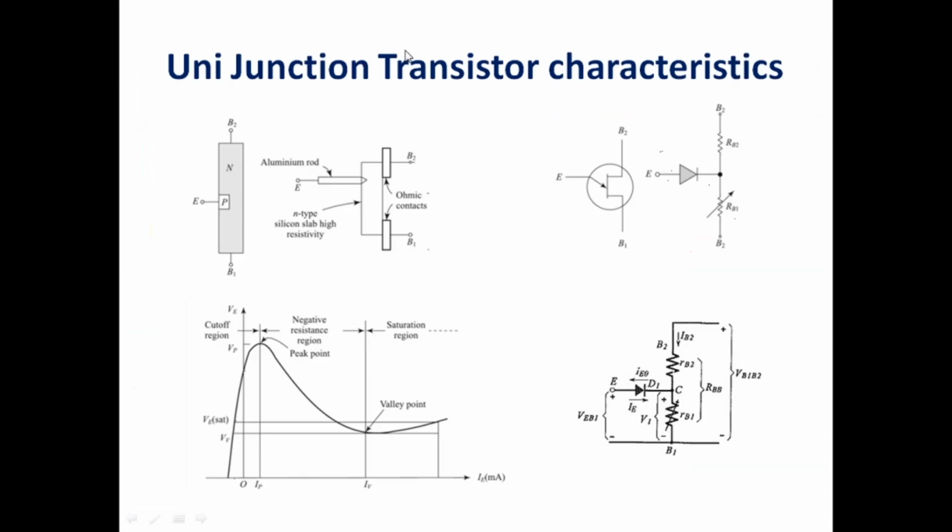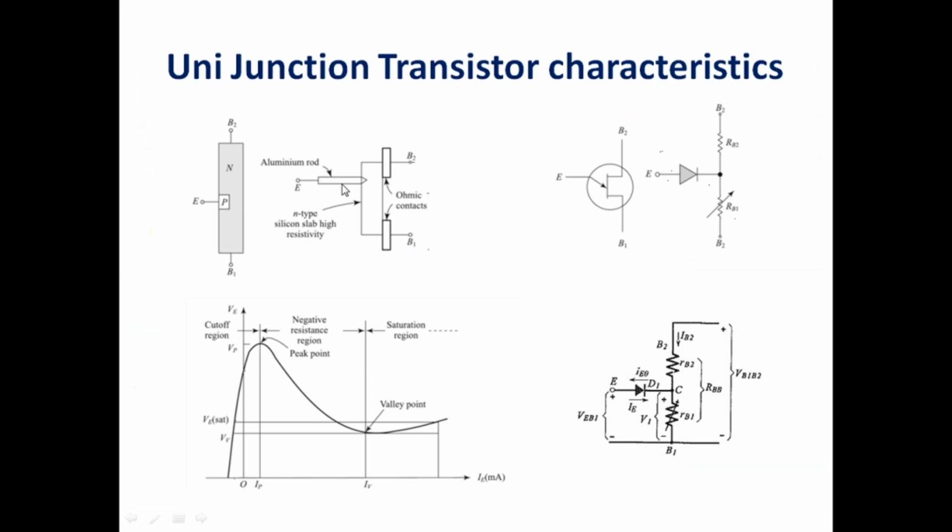So here you can see this is another way to show the UJT: emitter, base 2, base 1. This is the equivalent diagram. The resistivity offered by this part I will show as RB2, and this lower layer I will call RB1.